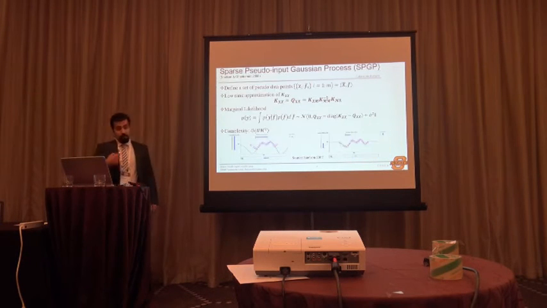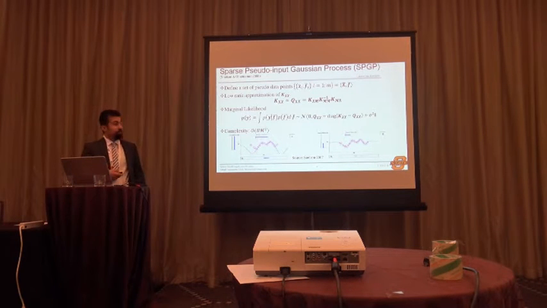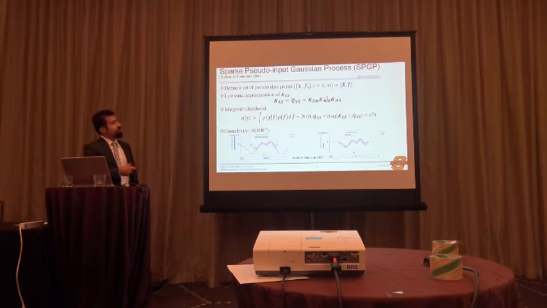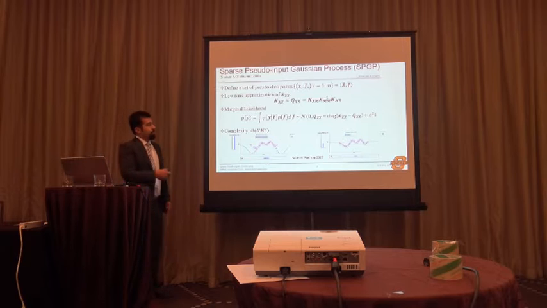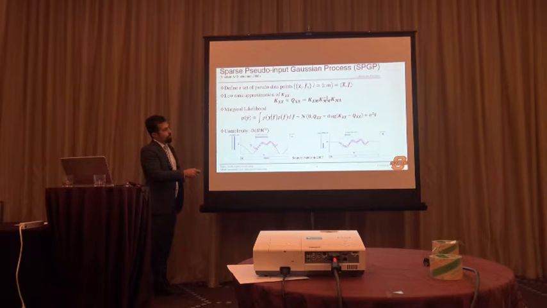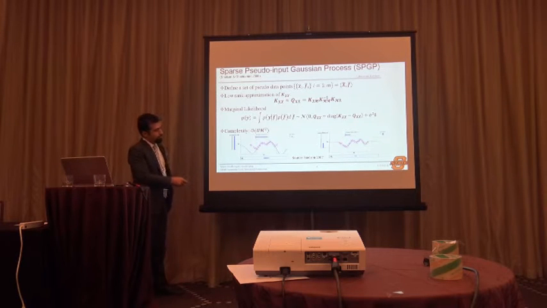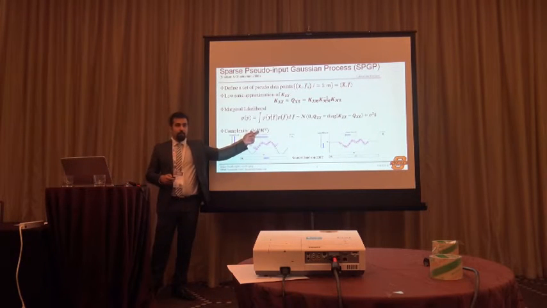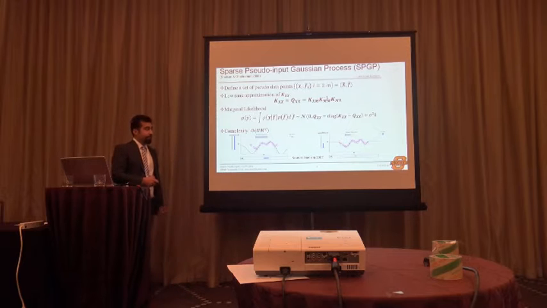The state-of-the-art low-rank approximation is SPGP, sparse pseudo-input Gaussian process, that defines a set of pseudo data points in the domain of data, then approximates the low-rank covariance matrix using these pseudo data points, and it has such a marginal likelihood function. By maximizing this marginal likelihood, it estimates not only the hyperparameters, but also the location of these data points. And the complexity is on the order of n times m squared, which is really efficient.